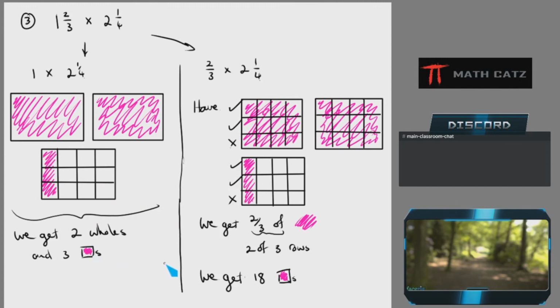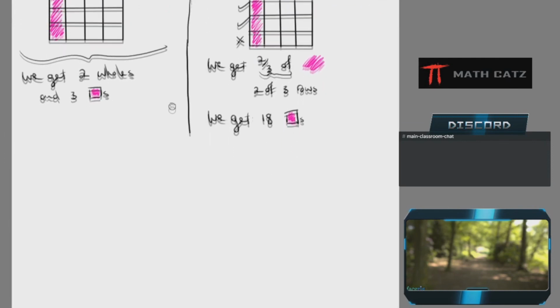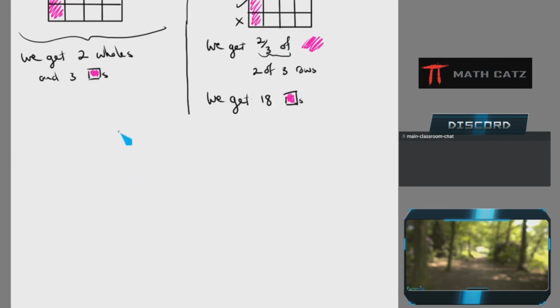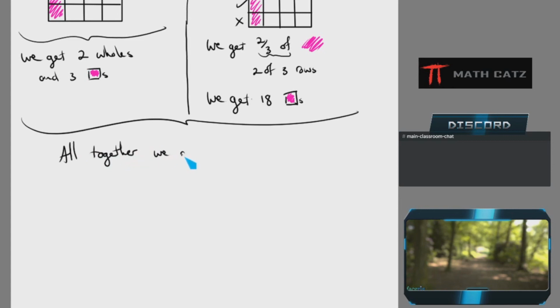Okay, now we're close to the end. That we can say now all together, we get, so far, 2 whole rectangles and another 21 pieces.